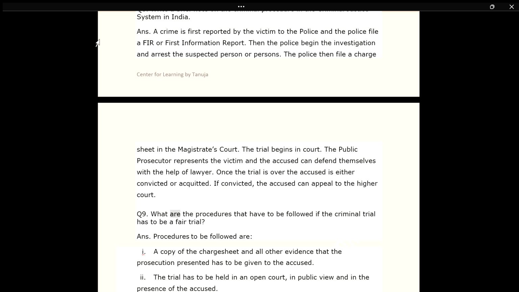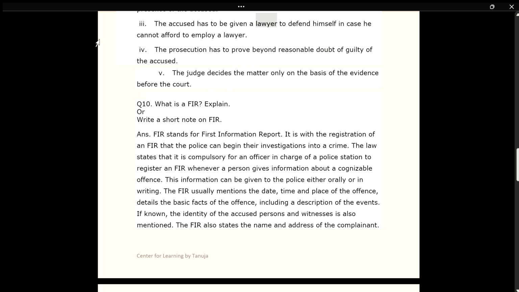Q9. What are the procedures that have to be followed if the criminal trial has to be a fair trial? Ans. Procedures to be followed are: 1. A copy of the charge sheet and all other evidence that the prosecution presented has to be given to the accused. 2. The trial has to be held in an open court, in public view and in the presence of the accused. 3. The accused has to be given a lawyer to defend himself in case he cannot afford to employ a lawyer. 4.